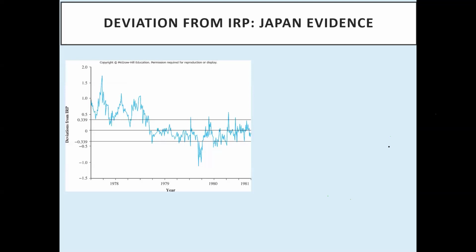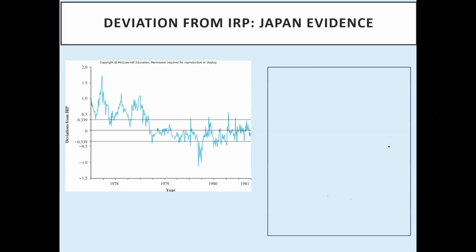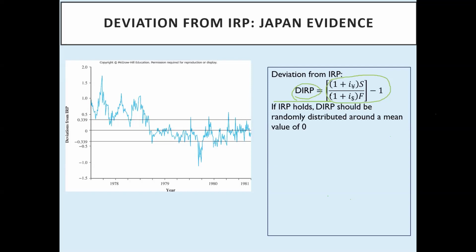So in terms of empirical evidence, in the past, people have tried to look at the data to see if the IRP actually holds in practice. One example here is a study in Japan, and what they did was they computed the deviation from the IRP. They rearranged the IRP equation so that everything goes to the right-hand side. If the IRP holds, then this discrepancy should be 0. If the IRP holds strictly, then this equation should be 0.